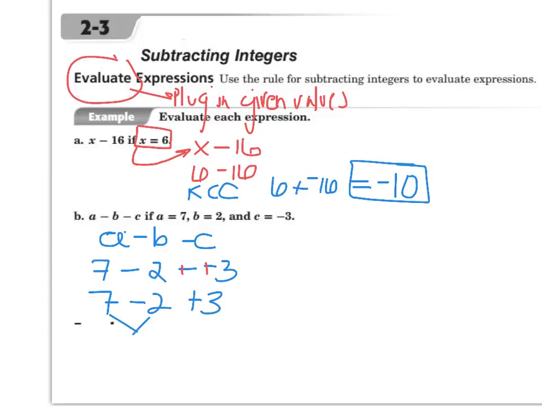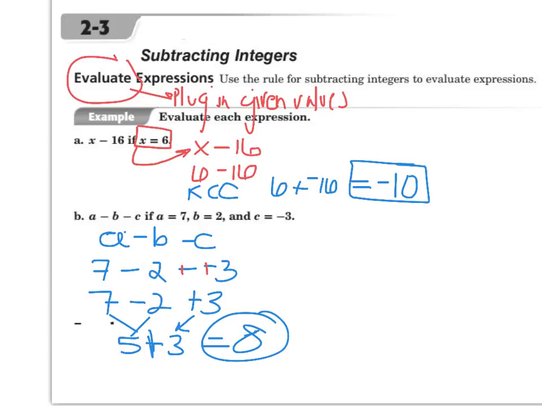And now I'll just use my order of operations. So 7 minus 2 is 5. Bring down everything I haven't used yet. And then 5 plus 3 is 8. So my answer is 8.